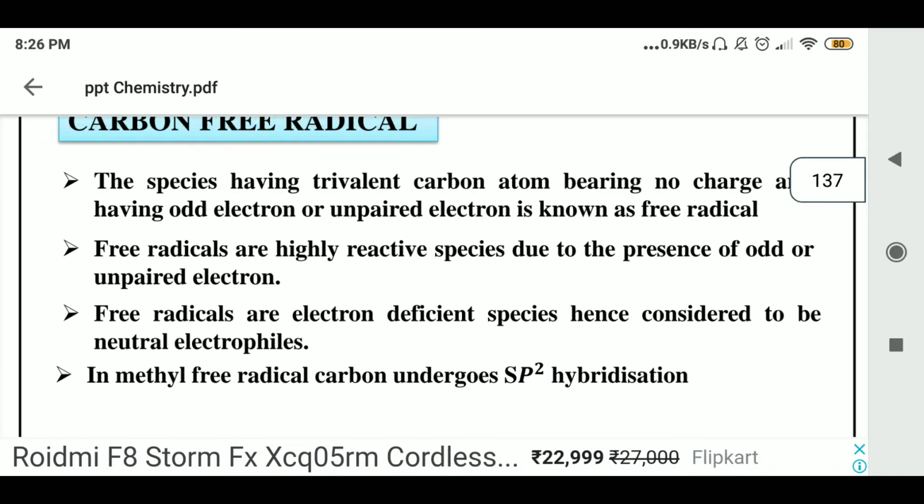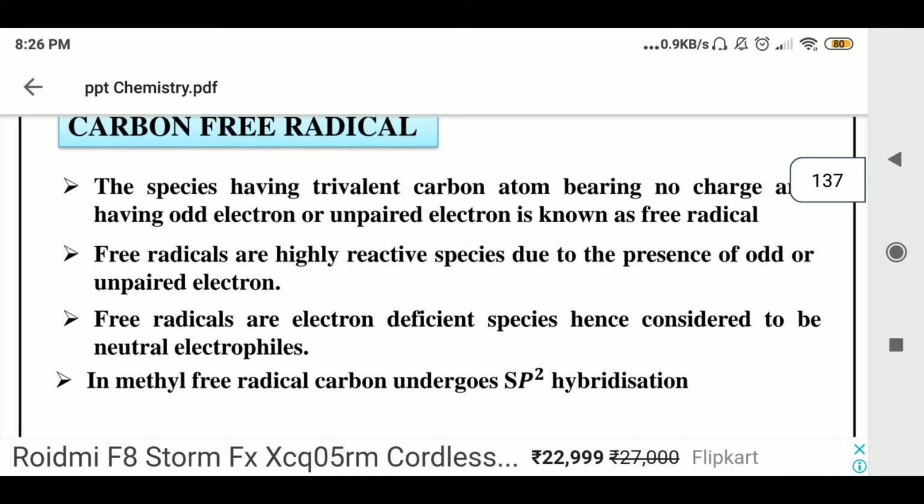Now carbon free radicals. These are the species which have trivalent carbon, where the atom bearing no charge has an odd electron or unpaired electron. These are known as free radicals. Free radicals are highly reactive species due to the presence of odd or unpaired electrons.